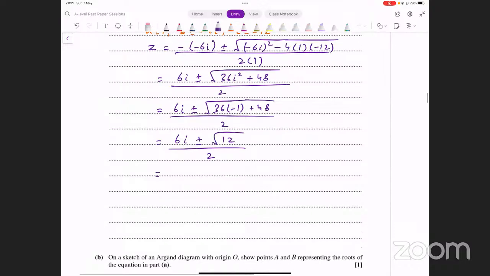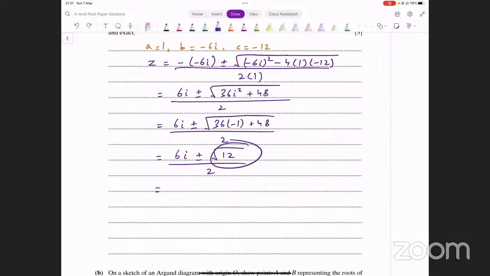Now put this on your calculator. Put the square root of 12 on your calculator. It will simplify this square root for you, if it can be simplified. This is actually going to become 2 into square root of 3 whole divided by 2. And now you can simplify this. 6 iota over 2, that is going to be 3 iota. 2 square root of 3 over 2, that's going to be just square root of 3.